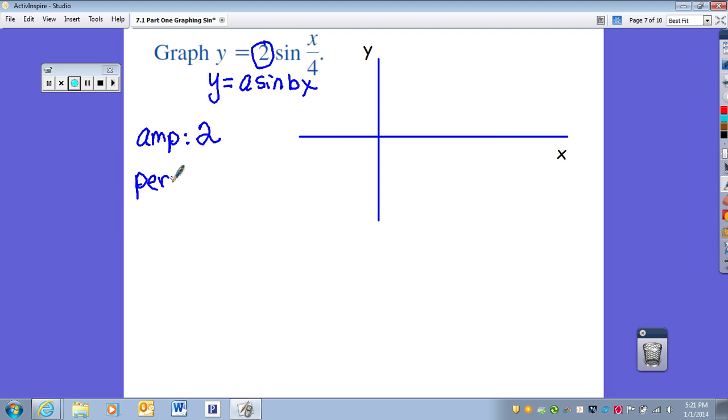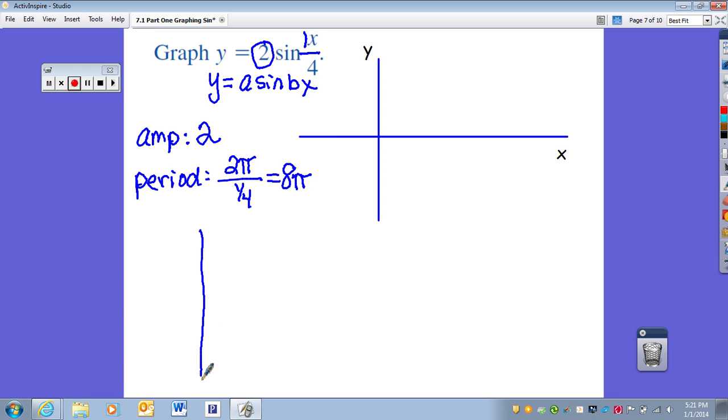Then we want to find the period of our function. And remember, our period is 2 pi divided by b. Now, b is the number in front of the x, our coefficient of x. So we simply remember that there is a 1 in front of the x, even though it's not written. And so that means our coefficient in front of our x is actually 1/4. So when we simplify, we take 2 pi divided by 1/4, which is multiplying by the reciprocal, 4. So our new period is actually 8 pi.